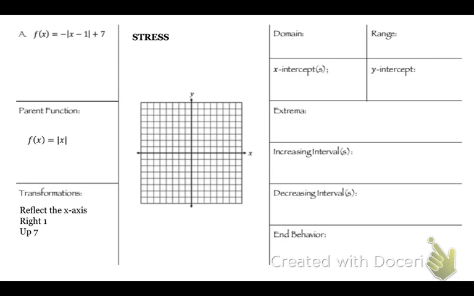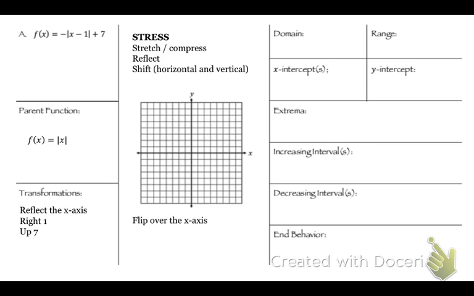When you're graphing these, I want you to graph them by hand. So STRESS is a way to remember the order in which to do your transformations to make sure you end up with the correct graph. So you have to stretch it or compress it first, reflect it second, and then you shift it horizontally and vertically. So shifting's last, reflecting second, and always stretch it first.